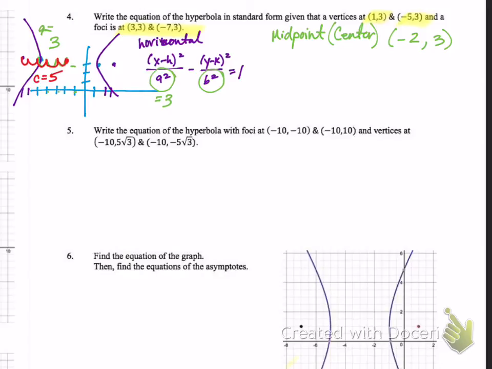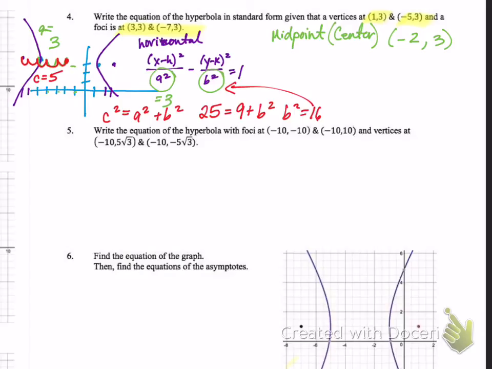So c squared equals a squared plus b squared. So c squared is 25, which equals a squared, which would be 9, plus b squared. So b squared equals what? 16. So b equals 4. But I really only need b squared because I'm plugging it right back into the equation. So you could say b is 4, but you don't really need that. You just need b squared.